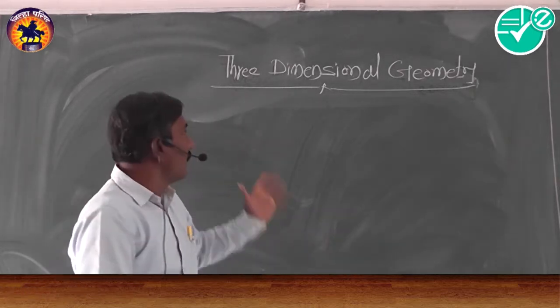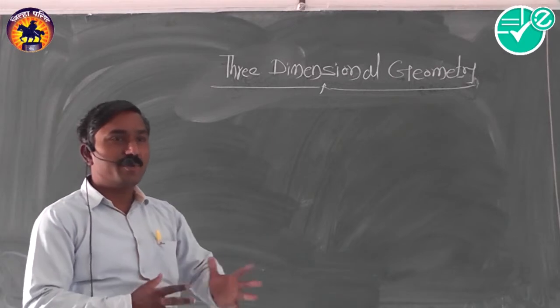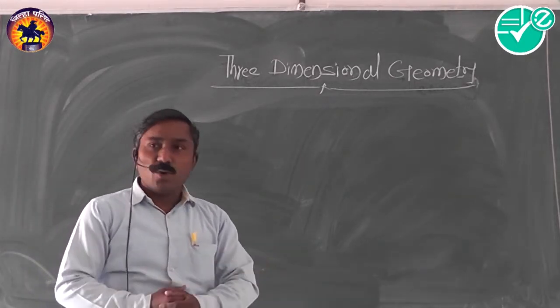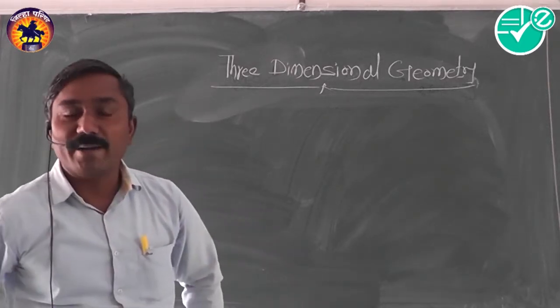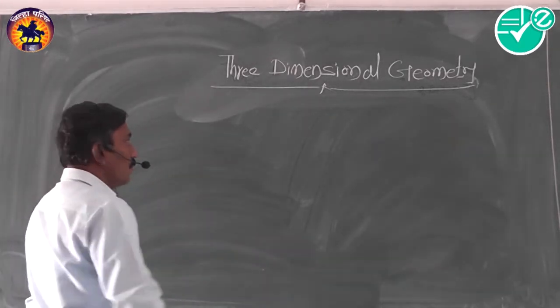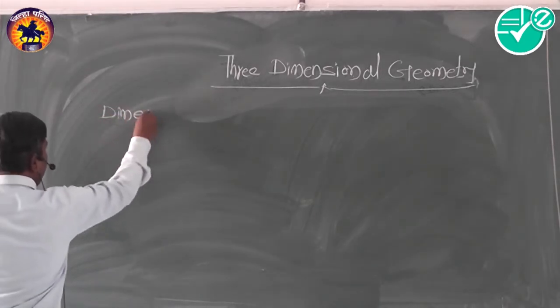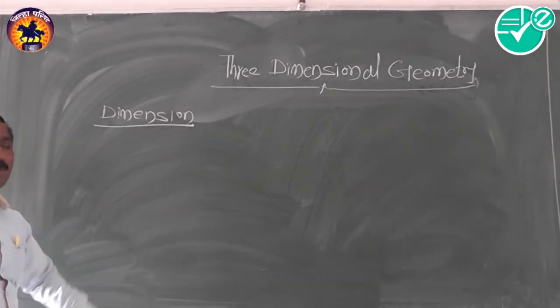Now our chapter is three-dimensional geometry. It is a very important chapter of 12th standard. Now you have heard the word dimension. So what is meant by dimension? First we discuss the word dimension.